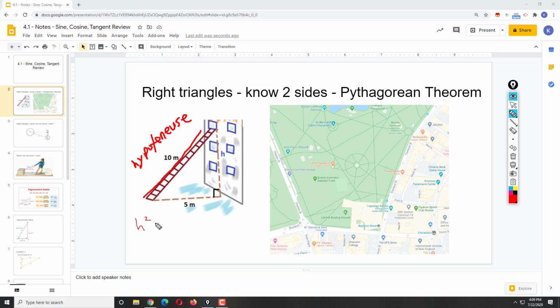We know the height squared has to be 10 squared, the length of the ladder, that's the diagonal, minus 5 squared. That's 100 minus 25, which is 75. So the height should be the square root of 75, because we take the square root of each side.